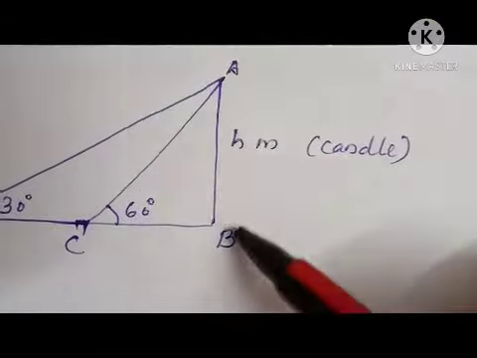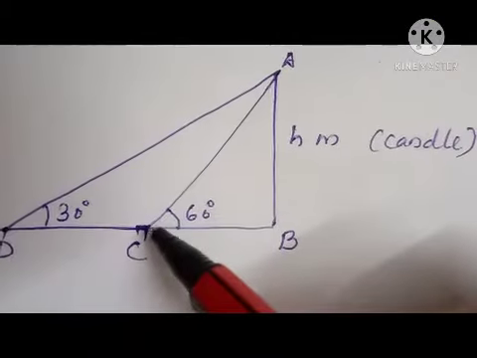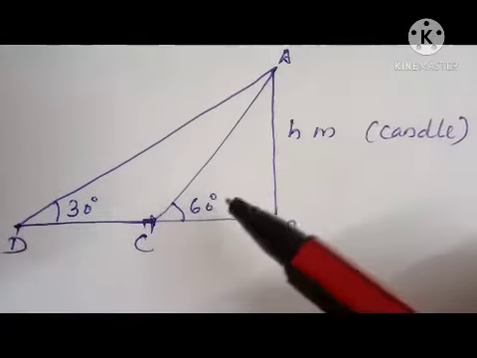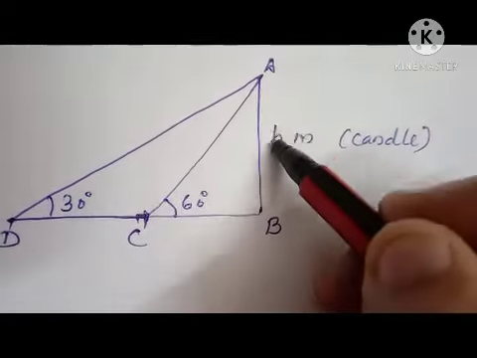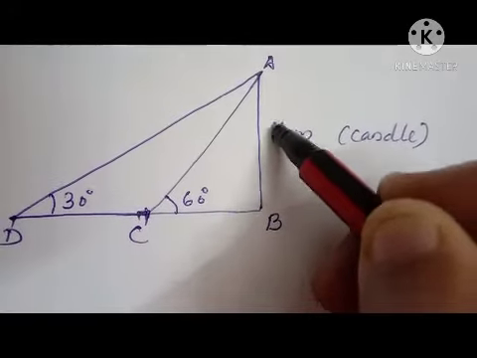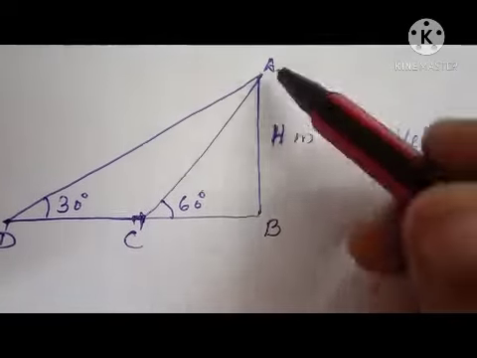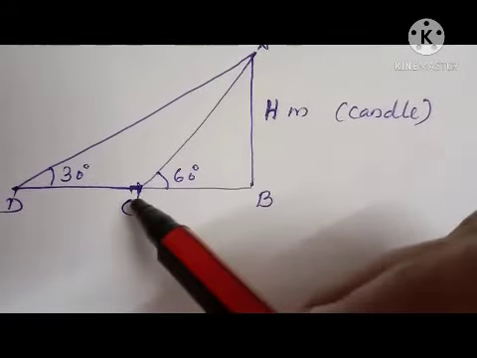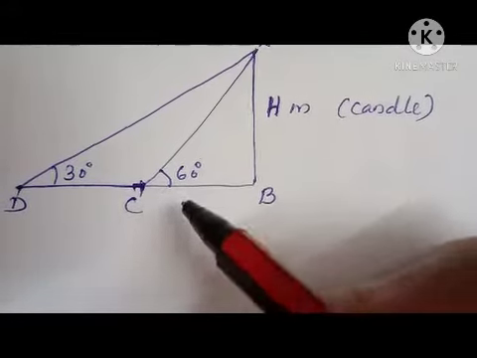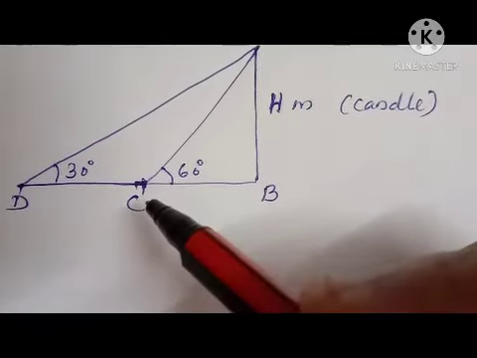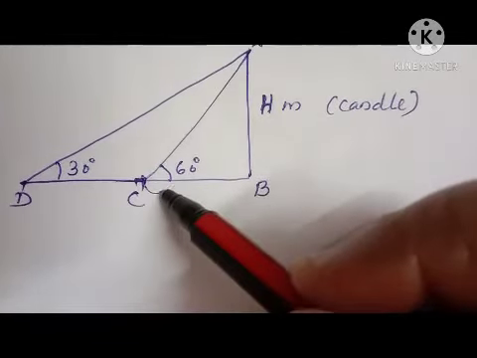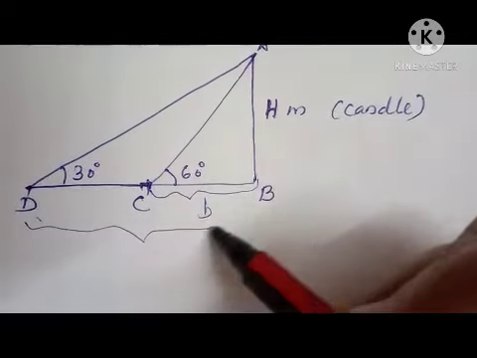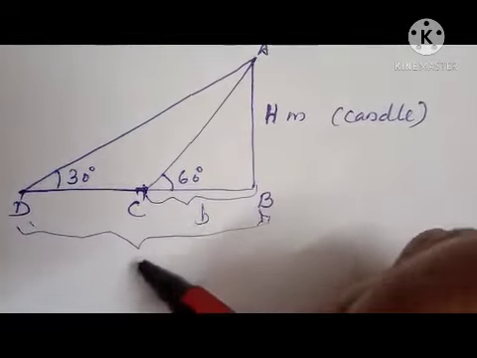Here let AB is the candle, then there are two coins, C and D. Then in the question it is given that we have to take the height of the candle as H meter. And the distances of these coins are a and b, where a is greater than b. That means the shortest distance will be b and the greatest distance will be a.